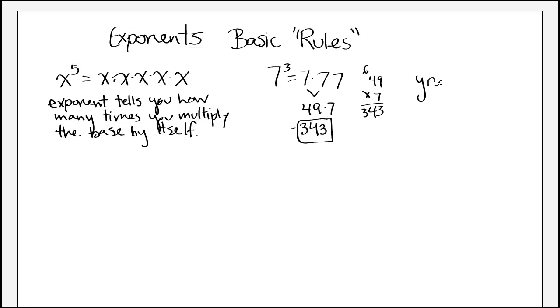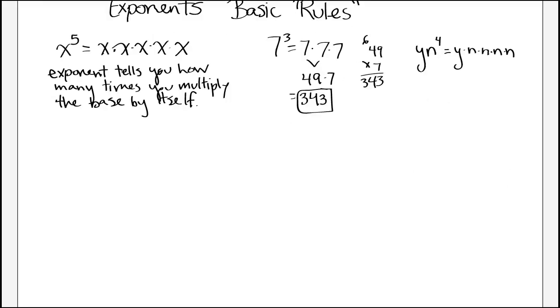So let's take a look at one more example with just variables. Y times n to the fourth, that 4 only applies to the n. So you get y times n times n times n times n. Alright, so let's take a look.